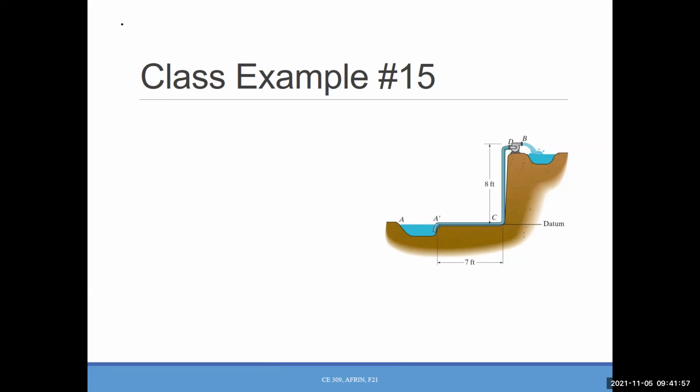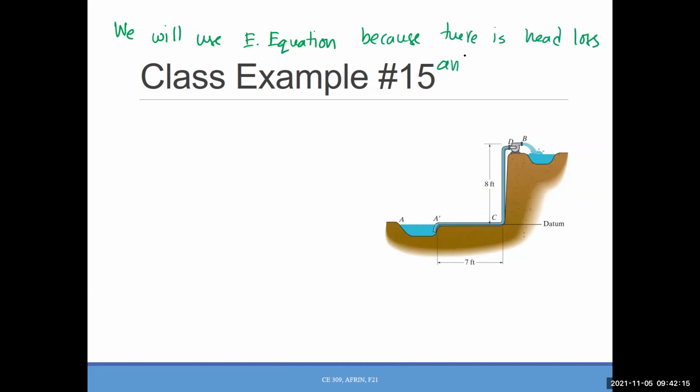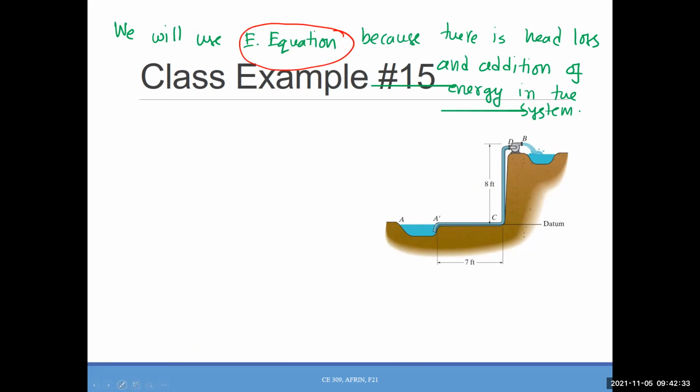We will use the energy equation because there is head loss and addition of energy in the system. Okay, so that's why we have to use the energy equation.